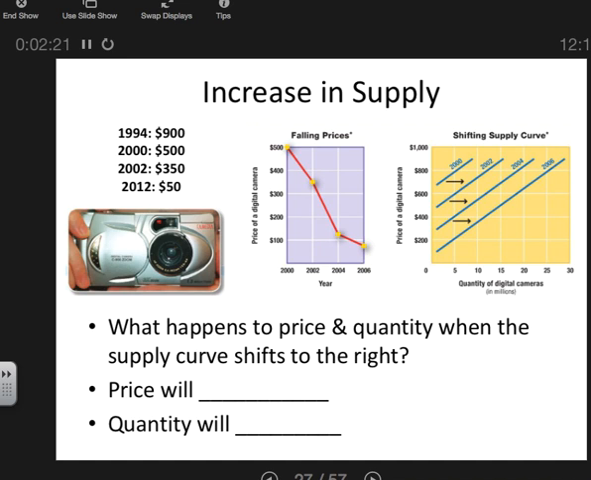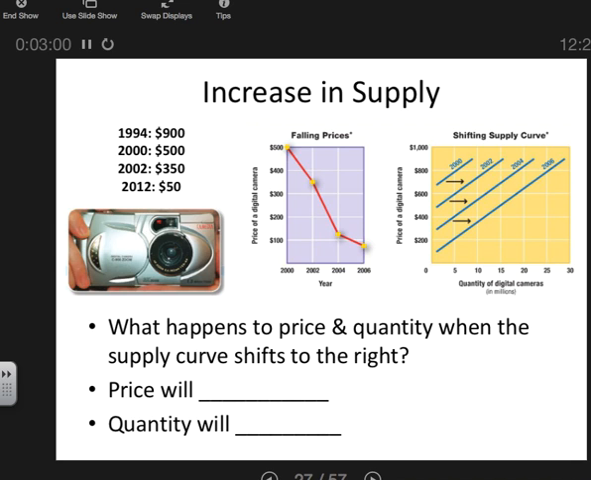So when the digital camera came out in 1994, it was $900 for a 1.3 megapixel camera. I don't even know if you can find a camera anymore that has that low quality. Even a terrible phone, I don't even think has that low quality on it. But in 1994, it came out for that price. But as competition increased, there started to be a larger demand for this. We began to see a shift in the demand curve, or in the supply curve. Now, when there's an increase in supply, it is moving to the right.